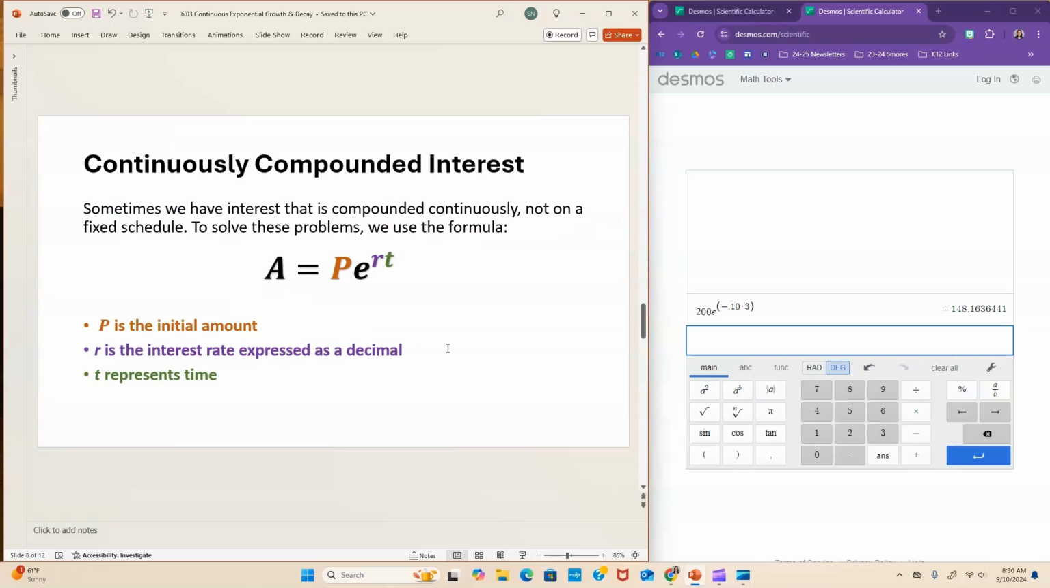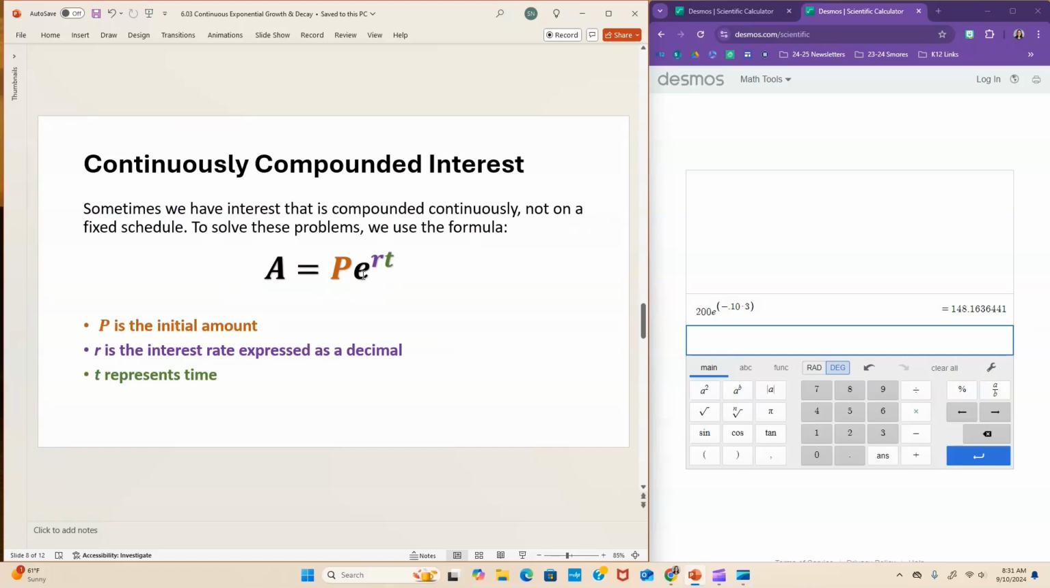So, another application of this is to calculate something called continuously compounded interest. So, remember in our previous lesson, we talked about interest that was compounded at a fixed schedule, right? It was compounded monthly or daily or weekly. Sometimes interest is compounded continuously. Okay, so it's not on a fixed schedule. And when we're solving these problems, we need to use this formula.